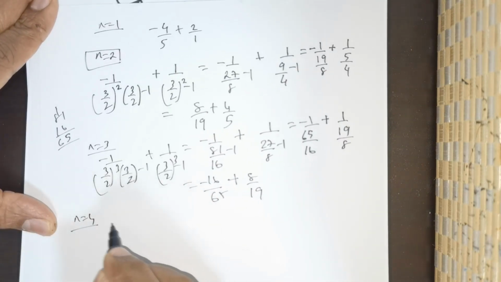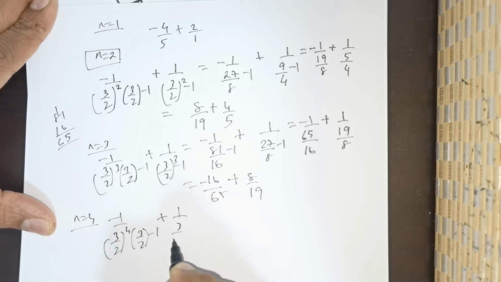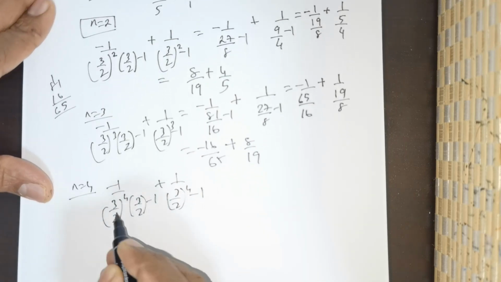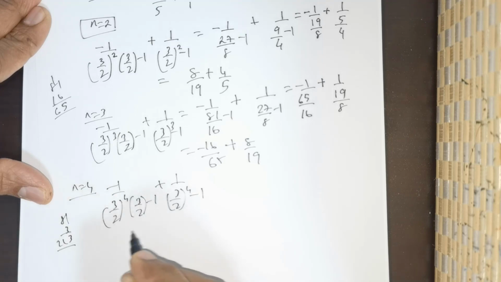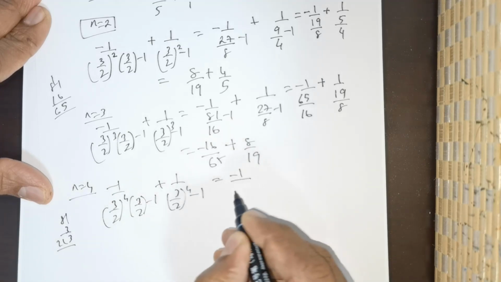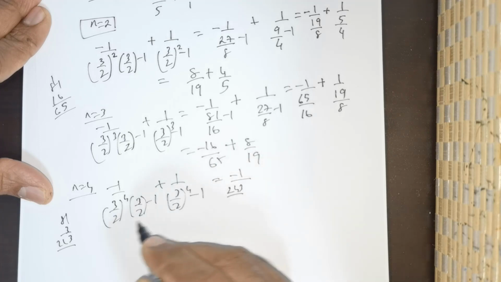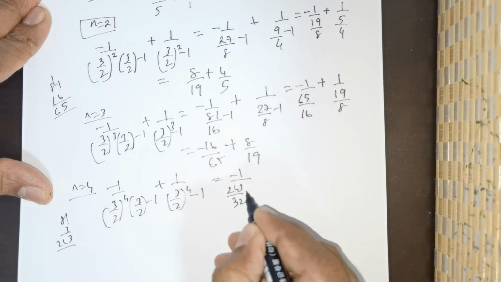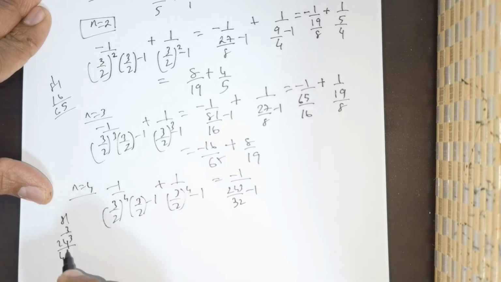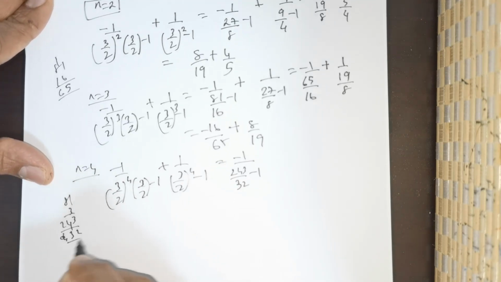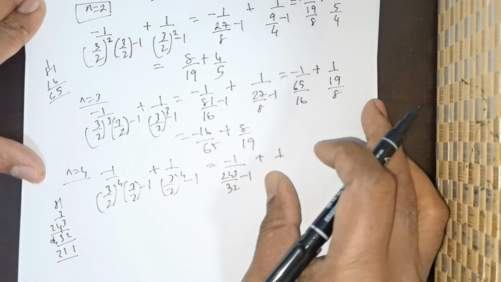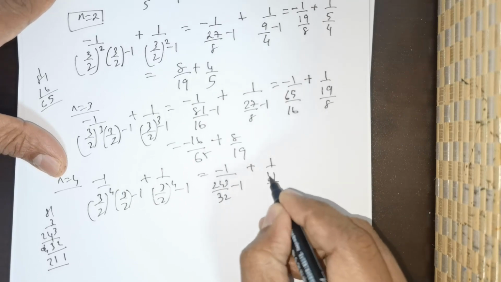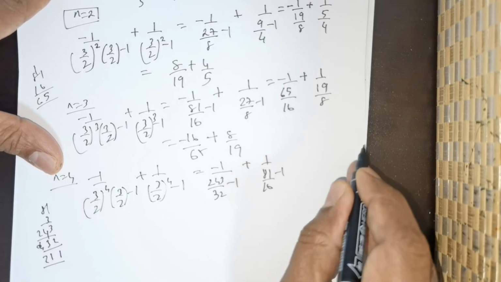Now when n is equal to 4, this is negative 1 over (3/2)^4 minus 1, positive 1 over (3/2)^4 minus 1. Now this is 81 already, times 3, 243. So this is going to be negative 1 over 243 divided by 16 over 32, minus 1. So from 243 you take away 32, this is 211, plus 81 over 16 minus 1.